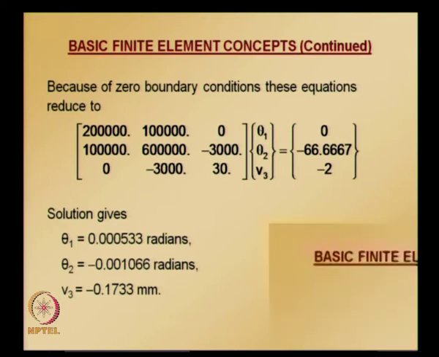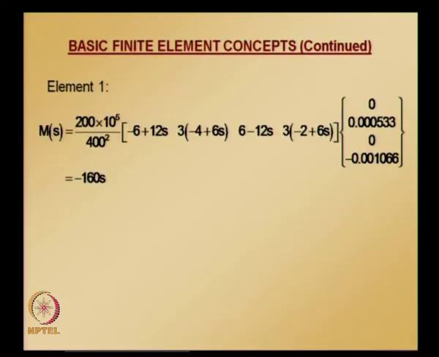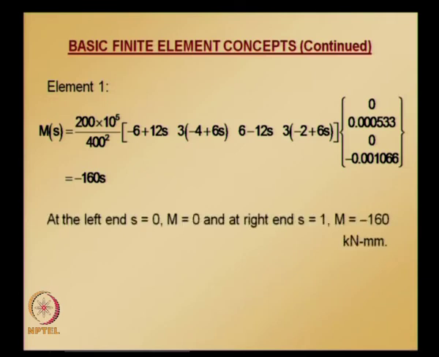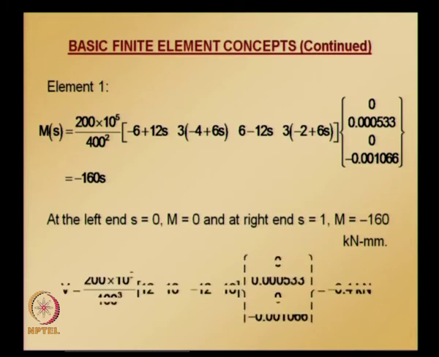So, element 1, using V1, theta 1, V2, theta 2, there is no correction here. The moment at the left end is given by substituting S equal to 0, and at the right end by substituting S equal to 1. And for shear, again no correction is required because there is no distributed load applied; in fact there is no load on the span of element 1.